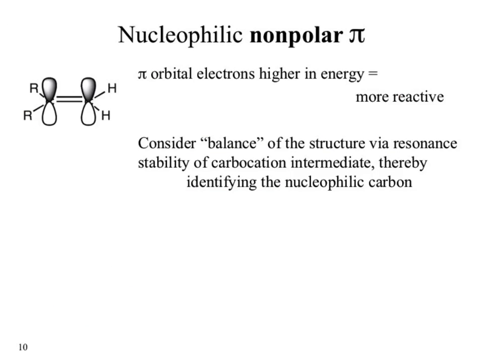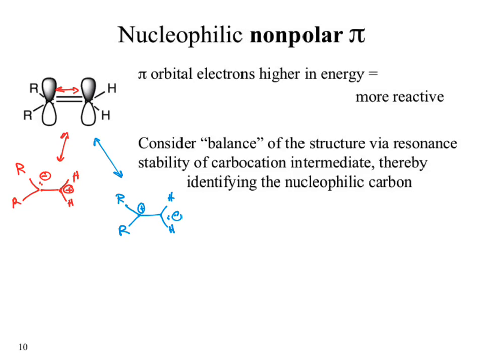So, let's take a look at that nucleophilic nonpolar pi bond. Consider the balance of the structure via resonance. If we look at that starting structure, it is reactive because of those p orbitals, and those electrons are being shuttled back and forth between those two positions. If we evaluate all of our resonance options, we could draw the option where we have the negative charge on the inside, or we could draw it where we have the negative charge on the outside. Make sense?